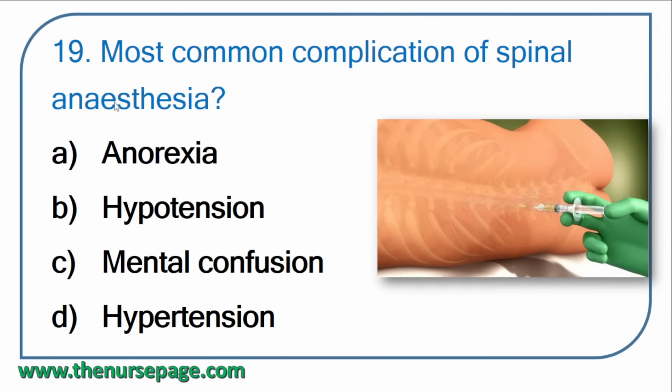19th question. It is an easy question, I think. Most common complication of spinal anesthesia. Options: anorexia, hypotension, mental confusion, hypertension. Sorry, the correct answer is hypotension. Hypotension is the most common complication of spinal anesthesia.